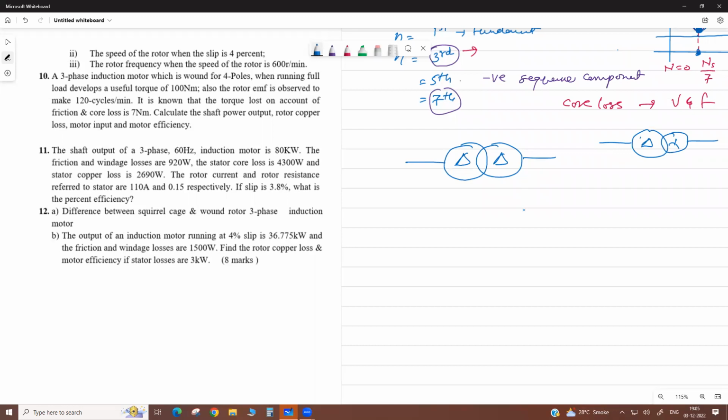Delta cancels them automatically. The third harmonics will not come here; they only circulate within the delta. So if your transformer is star connected, then only we require a third winding. Okay.